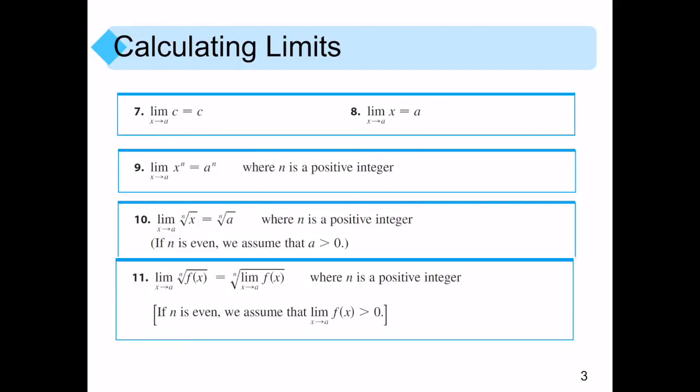Another group: the limit of a constant function is the constant itself. The limit of the identity function is its value. For a power function, the limit is the value raised to that power. Then there is the radical function, and the composition of a radical function.